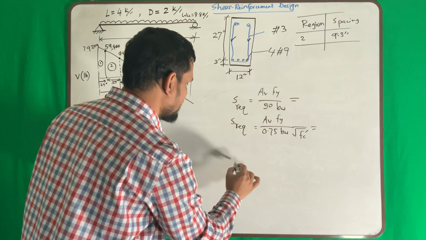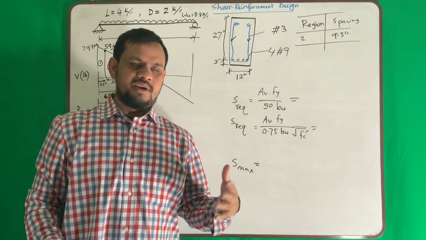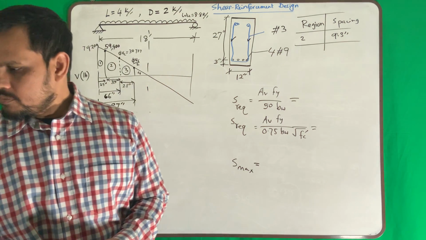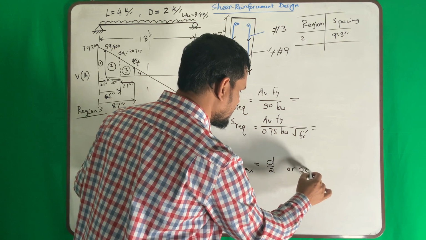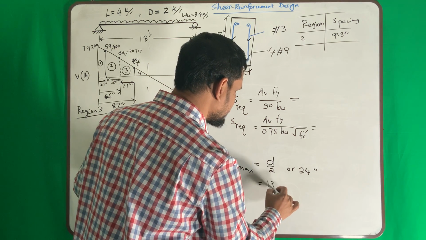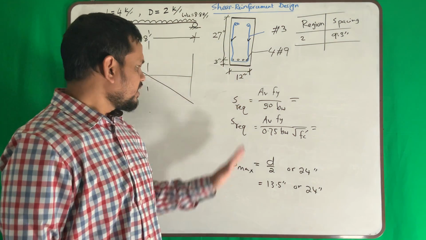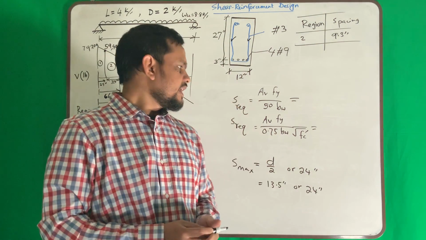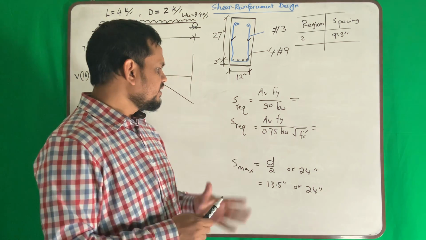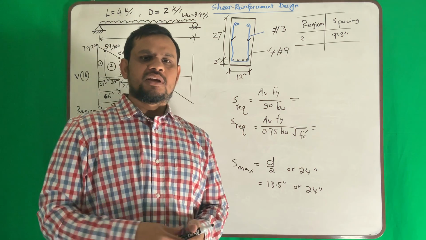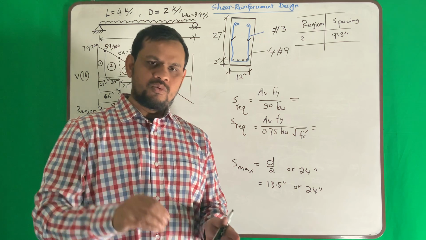What is the maximum possible? What is the S max possible? It is d by 2 or 24 inch. So d by 2 or 24 inch. We know that this portion is 13.5 or 24 inch. Make sure that you know where I am getting this equation. It is in your book, or whatever book you follow, it must be there. But in my previous video, I showed you one page, a summary table, which has this equation.